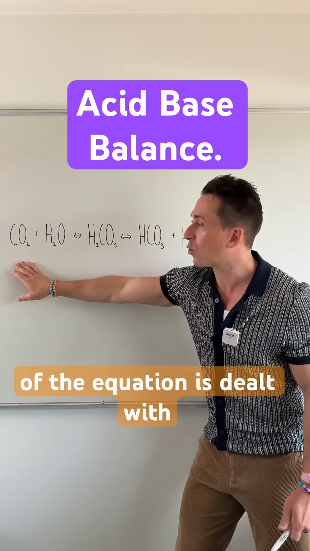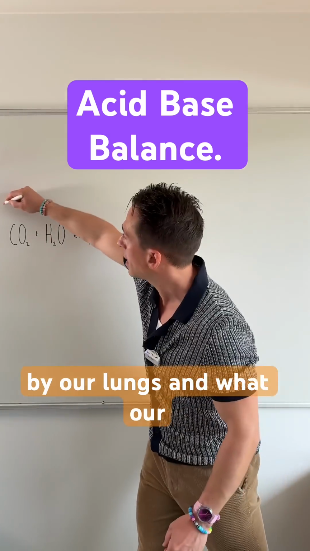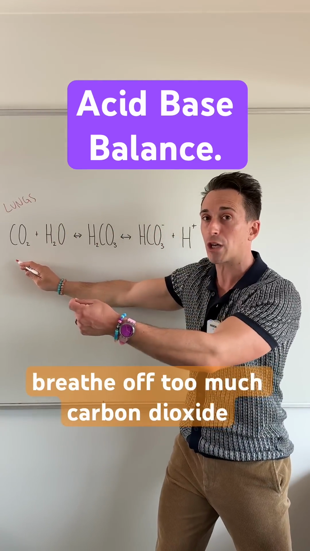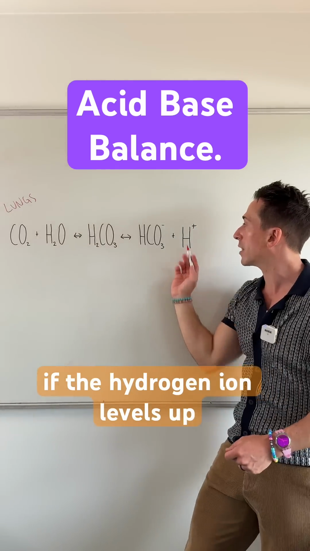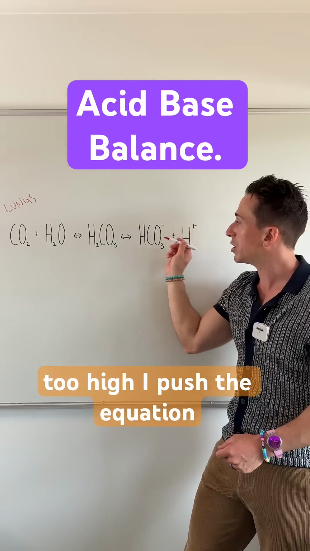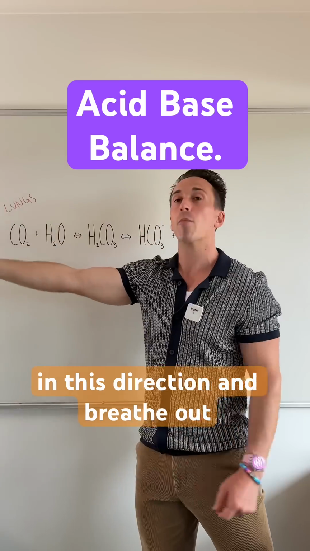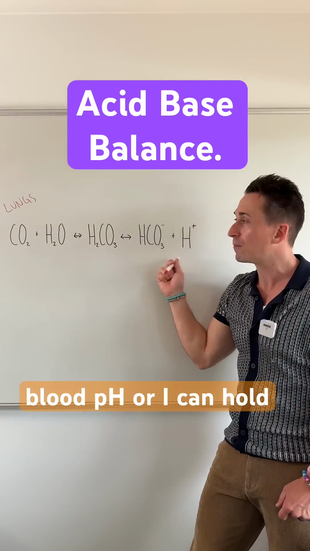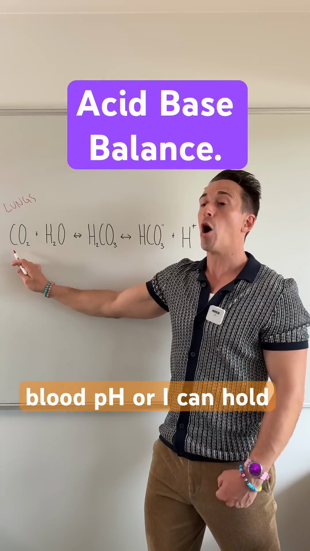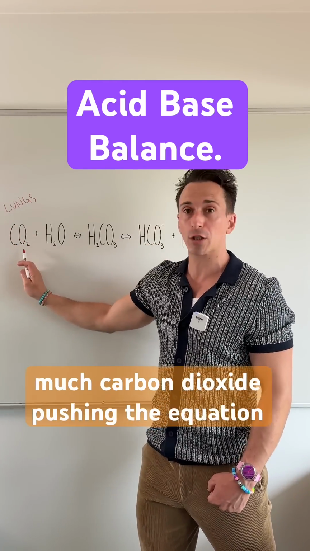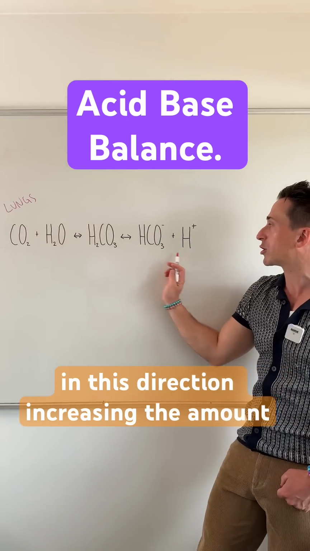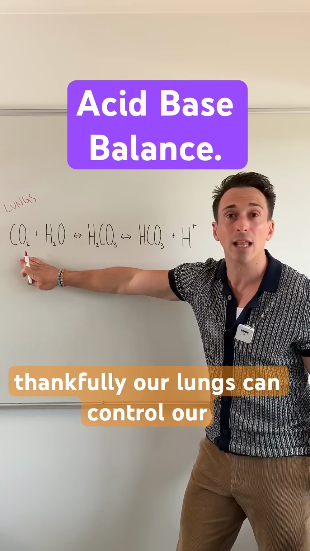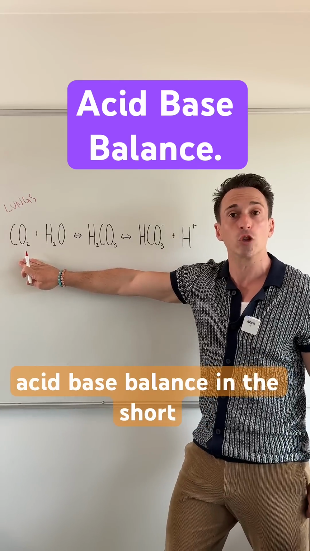So this side of the equation is dealt with by our lungs, and what our lungs can do is I can breathe off too much carbon dioxide. If the hydrogen ion levels are too high, I push the equation in this direction and breathe out my excess carbon dioxide, dropping the blood pH. Or I can hold my breath, holding on to too much carbon dioxide, pushing the equation in this direction, increasing the amount of acid in my body. So thankfully, our lungs can control our acid-base balance in the short term.